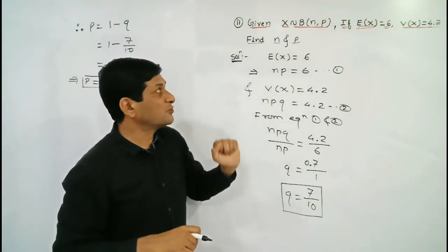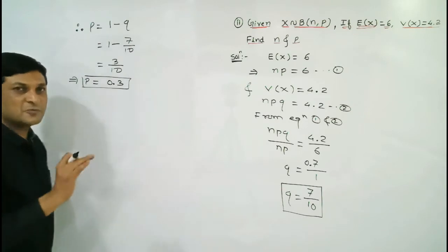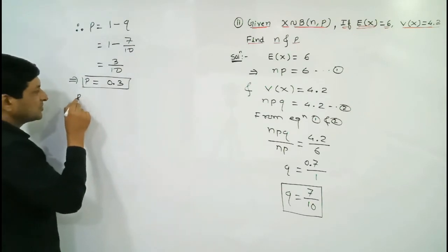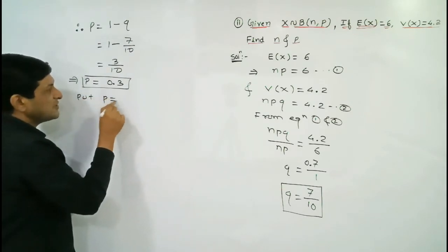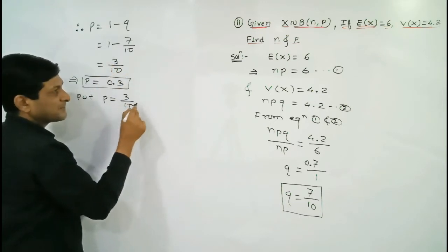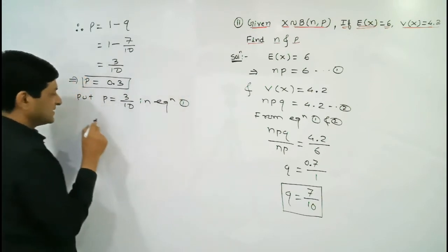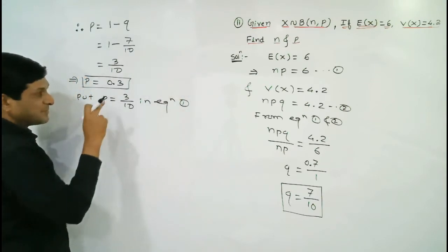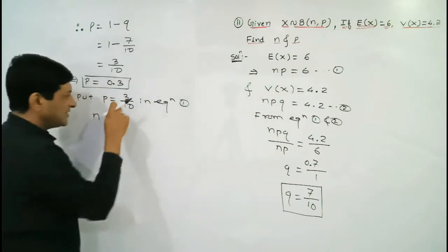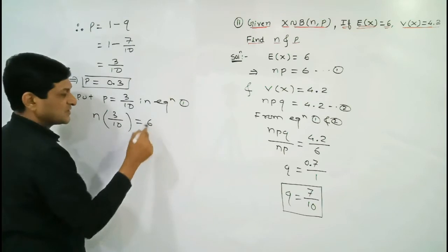Once the value of p is known to us, if we substitute the value of p in equation number first, we are able to find the value of n. So put p equal to, what is the value of p here? It is better to substitute this value 3 by 10 in equation first. Let us see what we will get. So n, keep it as it is. I am replacing this p by its value. What is the value of p? 3 upon 10, and on the right hand side 6, keep it as it is.